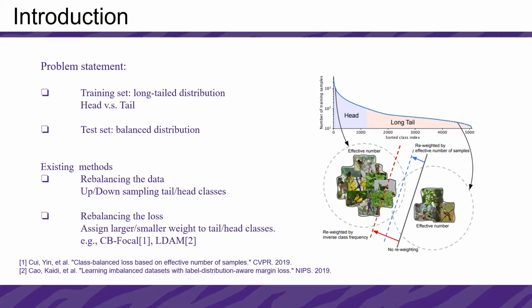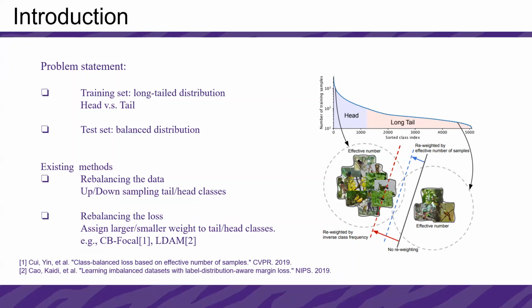For the existing methods for this problem, there are 2 categories: rebalancing the data and rebalancing the loss. In rebalancing the data, there are many techniques like upsampling the tail classes or downsampling the head classes. But both of them are not good enough. If you upsample the tail classes, the model may overfit. If you downsample the head classes, it will lose some features.